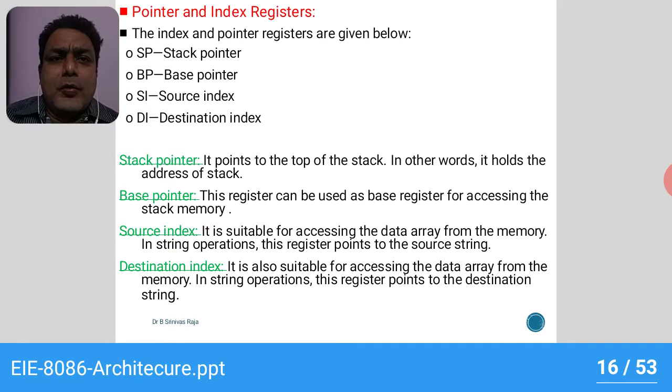Now here we are having pointer and index registers. As you see, the registers are classified into general purpose and special purpose. So pointer and index registers are shown here. These are called the special purpose registers of 8086. The index and pointer registers are stack pointer, base pointer, source index and destination index. So let us take each individual register.